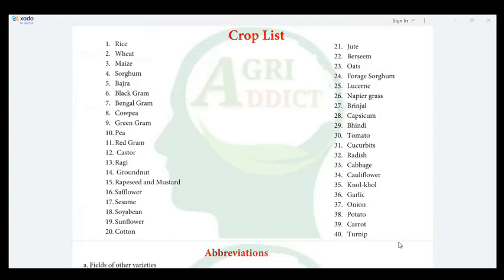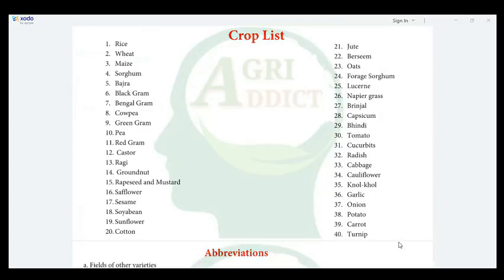But for the notes, if you are willing to have these notes, either you have to buy the master course or register for the seed science and technology course separately. We don't have any choice of circulating the notes through offline mode.